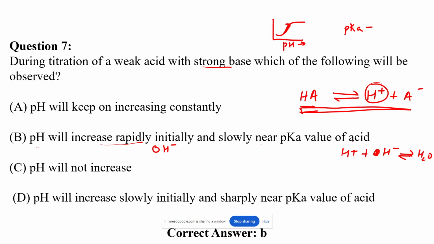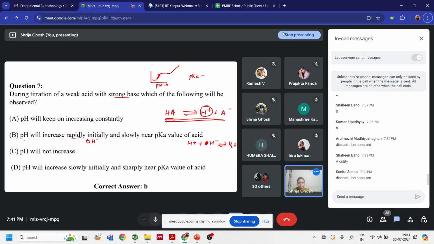Again, once you exceed the pK value and keep on adding base, the pH will shoot up again. After a certain point, if you don't stop adding the base, the pH will shoot up. Okay, I hope this is clear, why the pH is increasing rapidly initially and then slowly near the pK value.